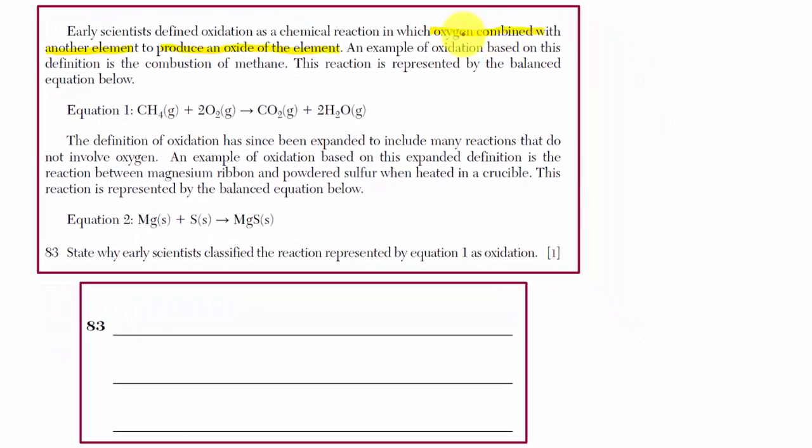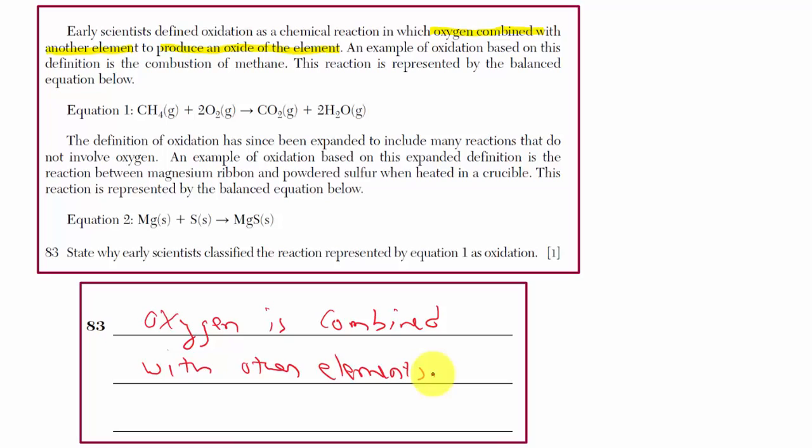These are reactions in which oxygen is combined with other elements. We could also use the second part of this. Oxygen or oxides are produced as a result of these reactions. So either way you want to go will work. You might even find other ways to word this.